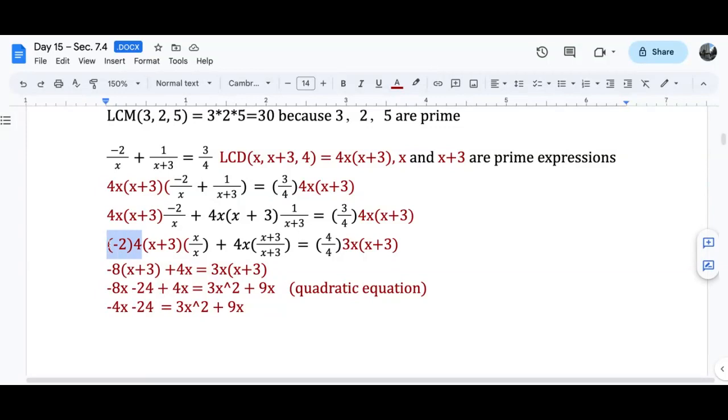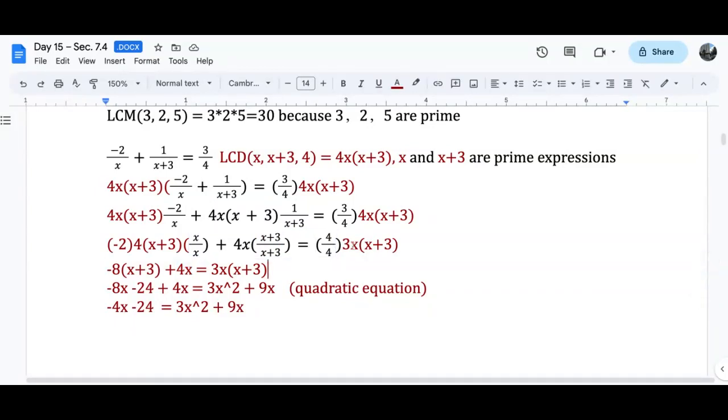So the first term becomes -2 times 4 times x plus 3. -2 times 4 is -8. -8 times x plus 3 is -8x minus 24. That's the first term. Second term: 4x times x plus 3 times 1 over x plus 3. This x plus 3 on the side, we can move to the numerator, so x plus 3 divided by itself becomes 1. So we get only 4x.